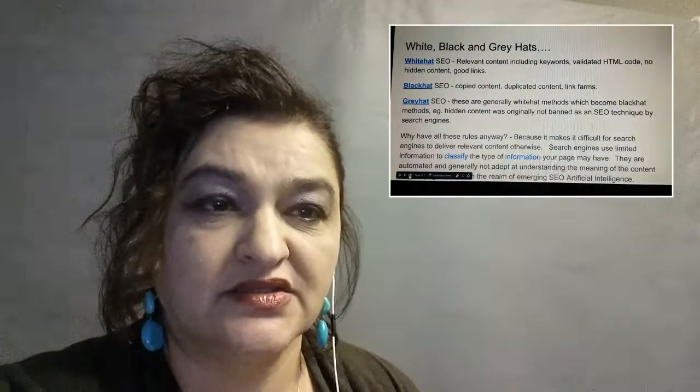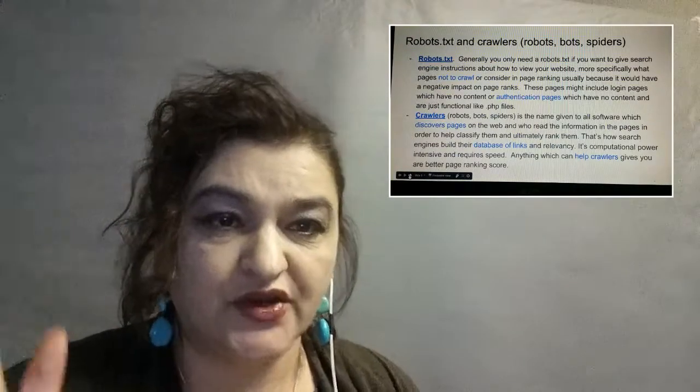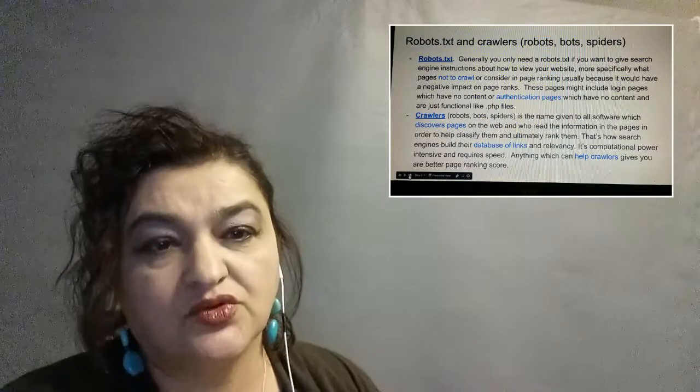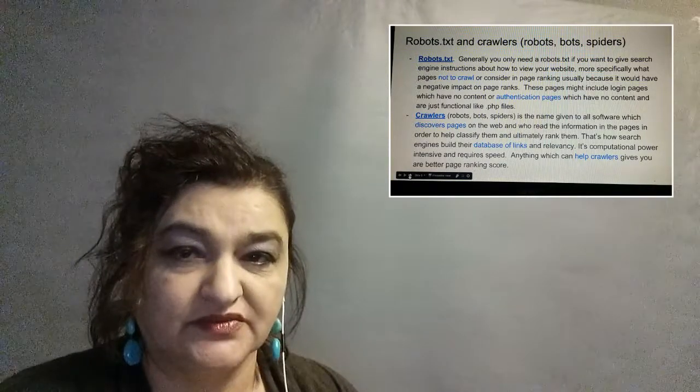Welcome back. This is part four of search engine optimization for micro small business. So we've been through white, black, green hat SEO, meta tags and data sets, landing pages, and now we're going to do robots.txt and crawlers, or otherwise known as robots, bots or spiders.